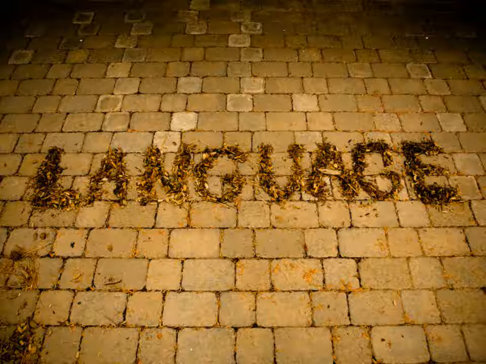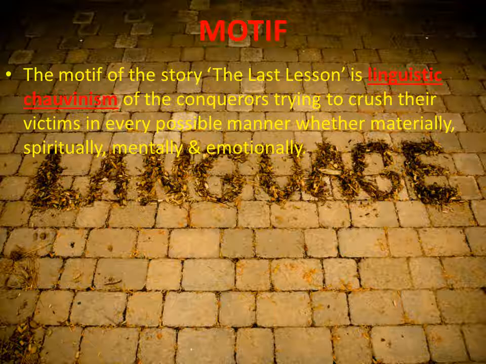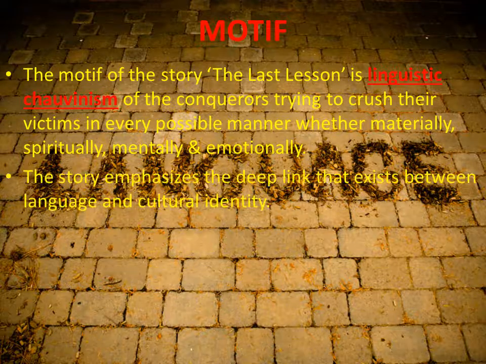Now students, before moving to the explanation part, I must tell you the motive of the chapter, which will help you in understanding the story. Now, the first point in the story that has been raised is linguistic chauvinism. Now, children, linguistic chauvinism is considering your language superior to others, taking too much pride in your own language. So, linguistic chauvinism of the conquerors trying to crush their victims in every possible manner, whether materially, spiritually, mentally and emotionally. That is the main motive of this story.